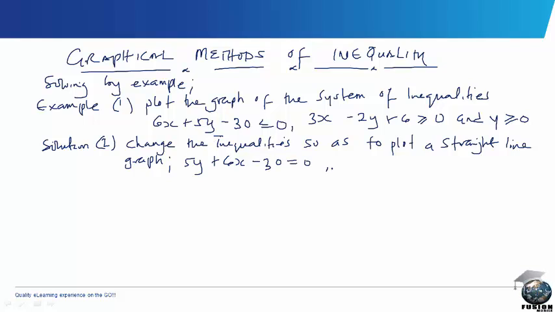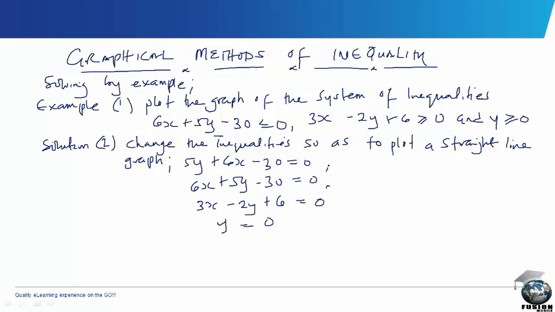You can write the first as 6x plus 5y minus 30 equal to 0. Then the second equation becomes 3x minus 2y plus 6 is equal to 0, and the last one becomes y is equal to 0. So all you need to do is to solve for x, making y 0, and then solve for y, making x 0.